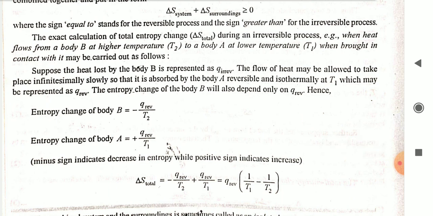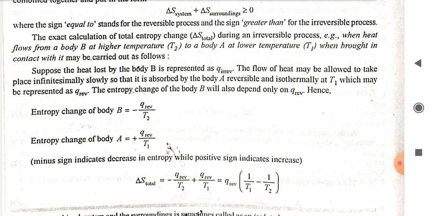The exact calculation of the total entropy change during an irreversible process, when heat flows from a body B at high temperature T2 to a body A at temperature T1 when brought in contact with it, may be carried out as follows. Suppose the heat lost by the body B is represented as Q irreversible. The flow of heat may be allowed to take place infinitely slowly so that it is absorbed by the body A reversibly and isothermally at temperature T1, which may be represented as Q reversible.